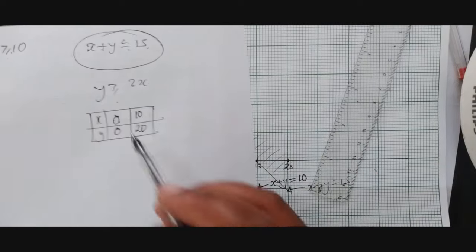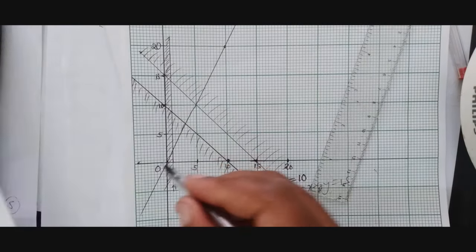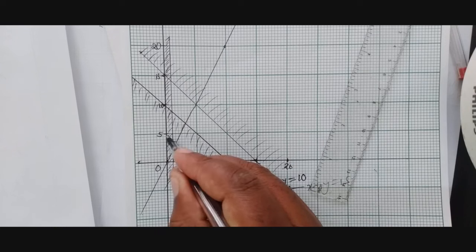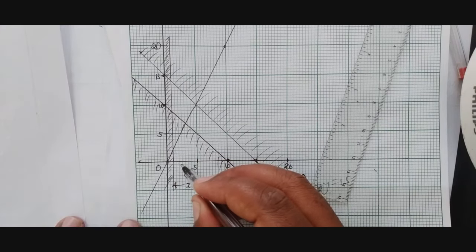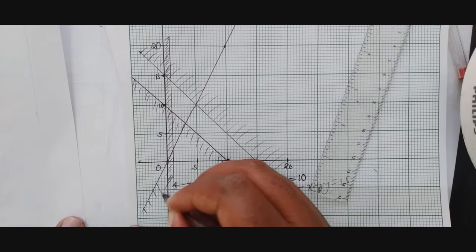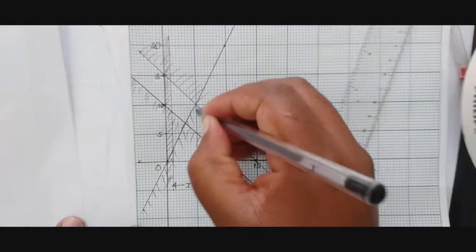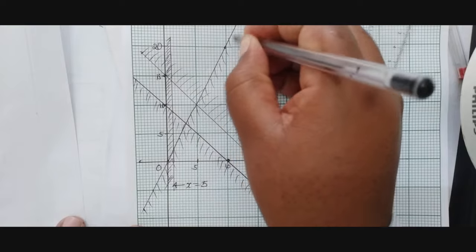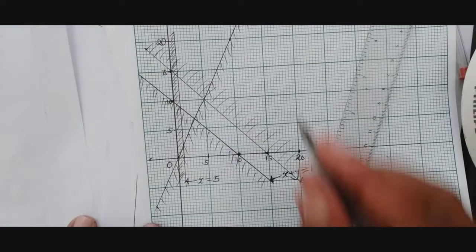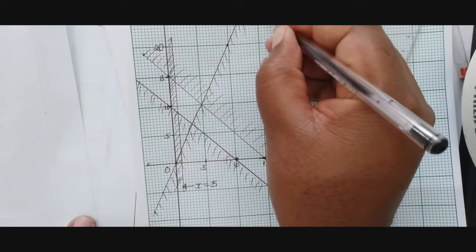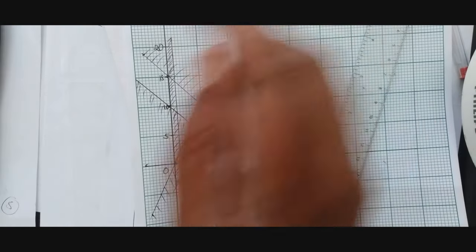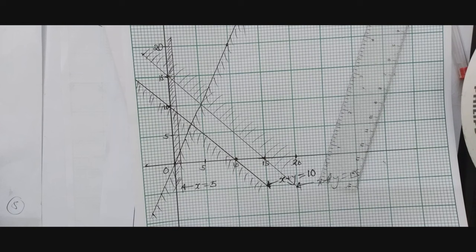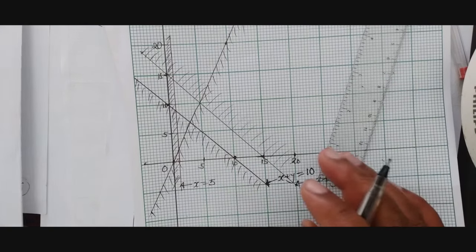So we are saying it should be greater or equal to. When you look at this point, this is greater and this side it is less. So we leave the greater part. So we cancel this. Cancel this one. Don't forget to name this as y is equal to 2x.